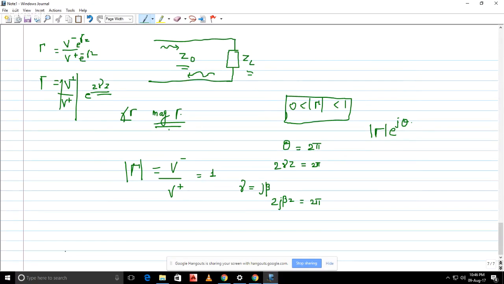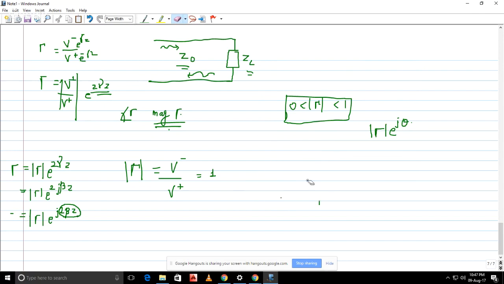What we have is gamma with some magnitude, and then e raised to 2 gamma z. I put gamma as j beta, so it becomes e raised to 2 j beta z, and I will write it as mod of gamma e raised to j 2 beta z. So what is the phase? The phase is 2 beta z. Understood? My mistake, sorry.